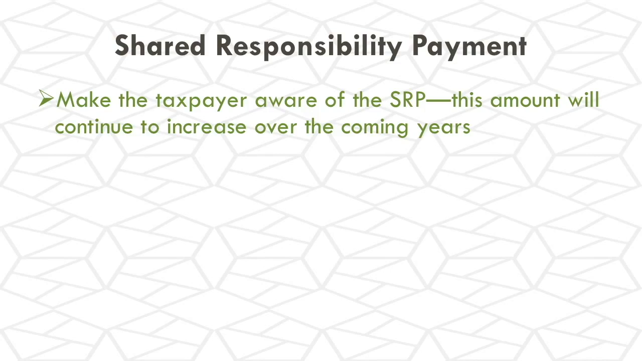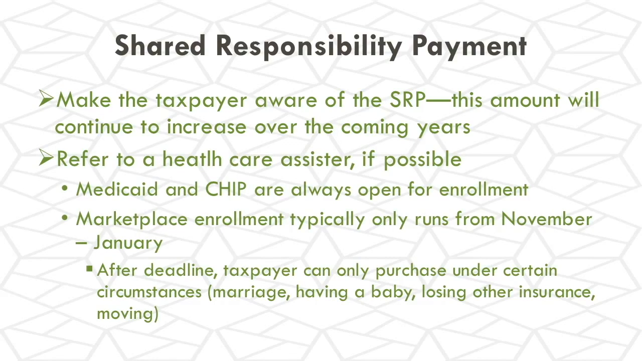So if a taxpayer did not have insurance, we need to refer them to a healthcare assister if possible. We're going to be trying to come up with various resources in different states for how we can help taxpayers who did not have insurance. Medicaid and CHIP are always open for enrollment, so taxpayers can always go to a healthcare assister for that. The healthcare.gov marketplace enrollment typically only runs from November to January. After the deadline of the enrollment, after open enrollment is closed, a taxpayer can only purchase insurance through the marketplace under certain circumstances, usually because of marriage or having a baby, losing other insurance, or moving. So taxpayers need to be aware of their options, and we need to help them, if possible, to get health care so that the taxpayer does not have to pay that shared responsibility payment in the coming tax years.